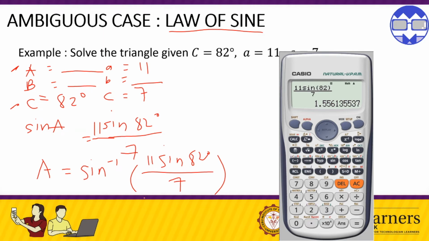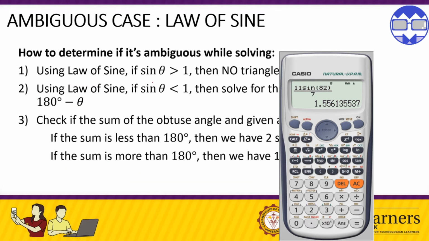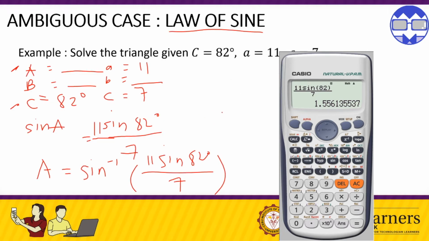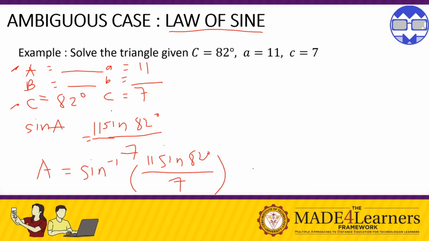If we go back a little, whenever sine A or sine theta or whatever we are trying to find happens to be greater than 1, no triangle exists. So in this scenario, we can confidently say that there is no triangle. No triangle exists.